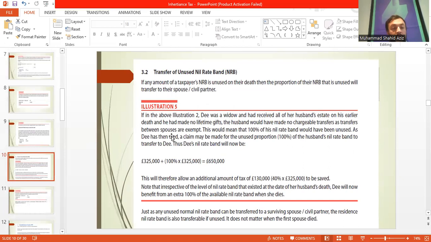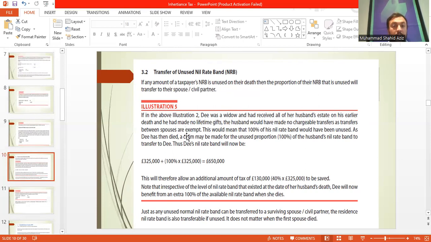Let's see another example now. Transfer of unused nil rate band. Now the question is, can the nil rate band be transferable between spouses? Yes, the answer is yes. Let's see an example. If in the above illustration, D was a widow and had received all of her husband's estate on his earlier death, and he had made no lifetime gifts, the husband would have made no chargeable transfer, as transfers between spouses are exempt.